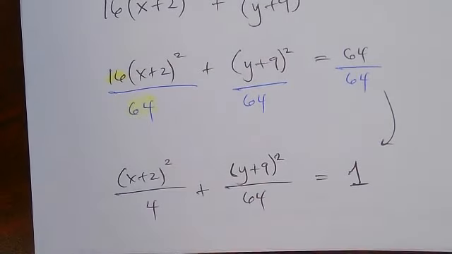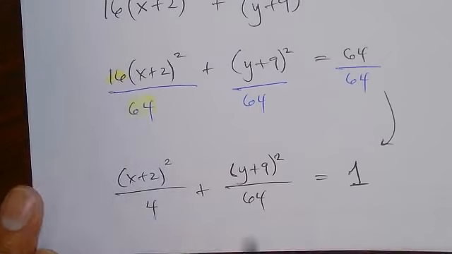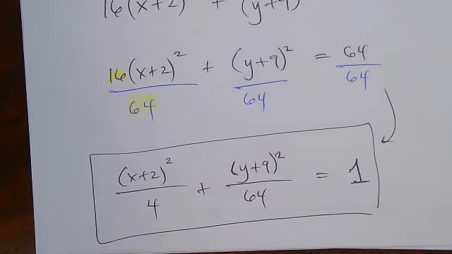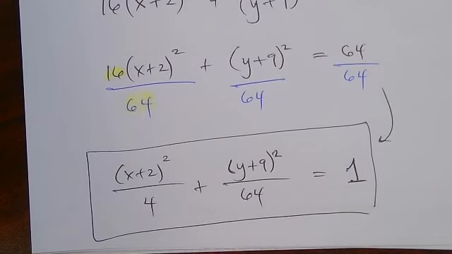Anybody can tell me what it reduces to? Correct. 16 goes into 64. 16 times 4 is 64, so that's how it reduces. And this looks like, and it is, the standard form for the equation of an ellipse. Okay, we got it? That's all you're doing today, just writing the equations in this form. Once it's in this form, you can graph it and do what you need to do. All right, good.